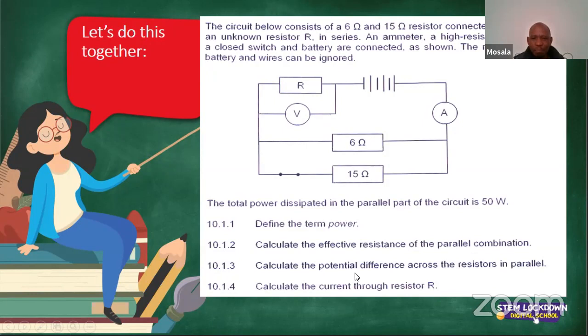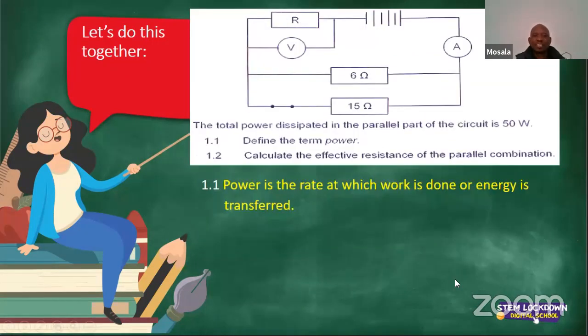10.13, calculate the potential difference across the resistors in parallel. 10.14, calculate the current through resistor R. Right, define the term power. What is power? Power is the rate at which work is done or the rate at which energy is transferred.